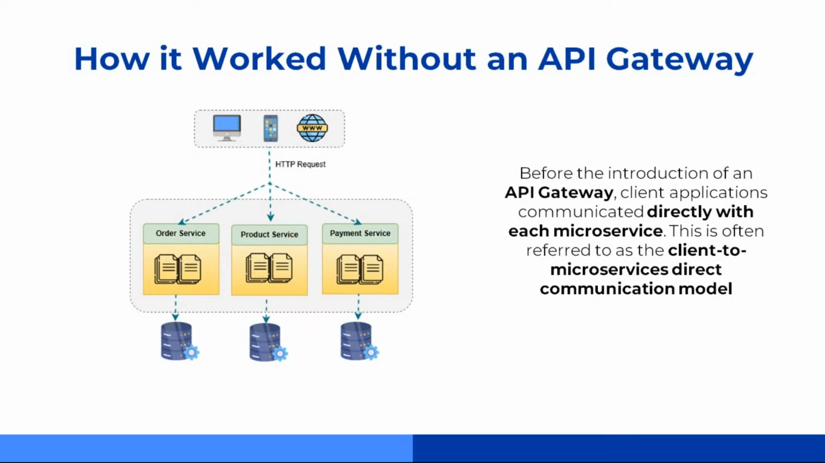Let's take a quick look at this diagram. Here the client, maybe it's a web app or a mobile app, is directly sending requests to three different services: the order service, the product service, and the payment service. Each of these services is running separately, maybe on different ports or even different servers. And the client is calling them one by one without any central layer in between. At first glance, this setup looks straightforward, but as the number of services grows, it quickly becomes messy.